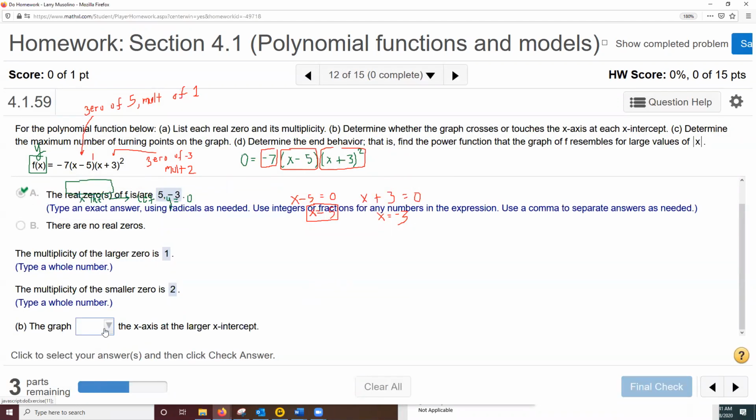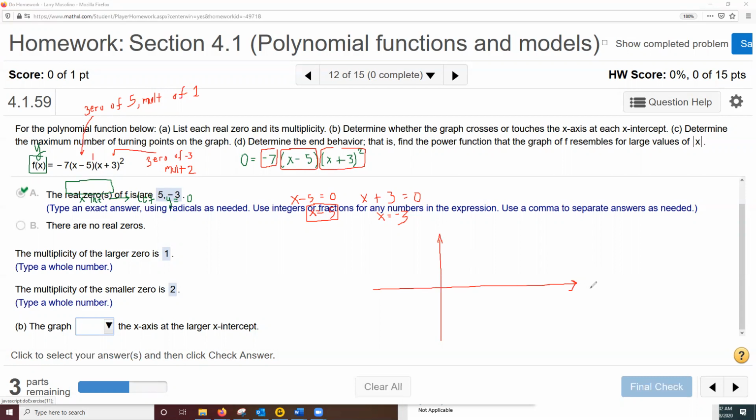All right, now let's see this next question. It says the graph either crosses or touches the x-axis at the larger x-intercept. All right, well, let me sketch out a little graph here, and I want to mention to you, what does multiplicity tell you about the x-intercepts?